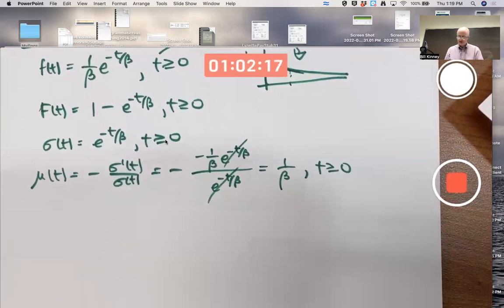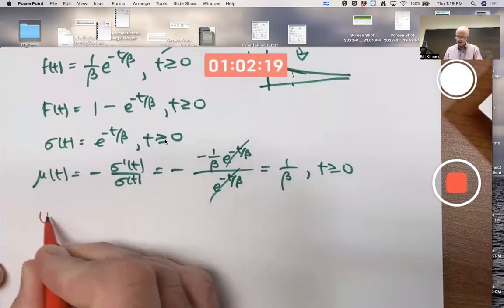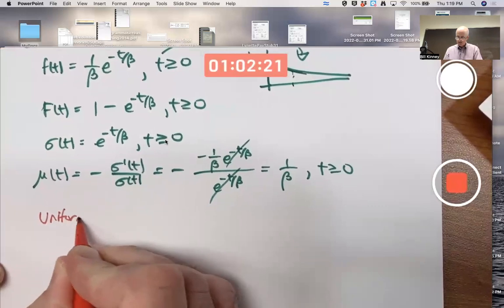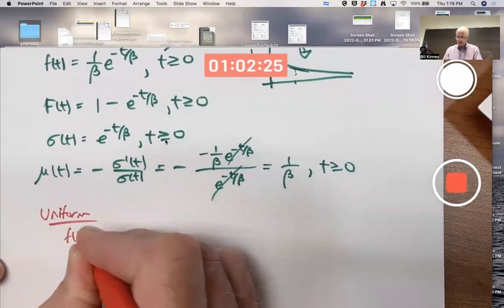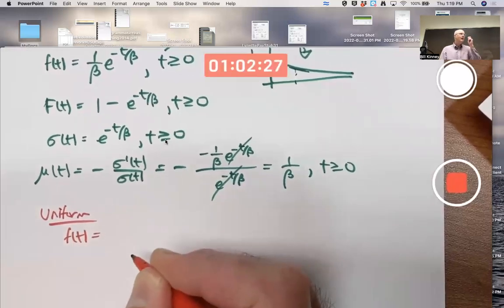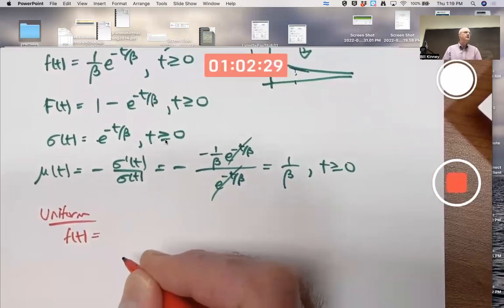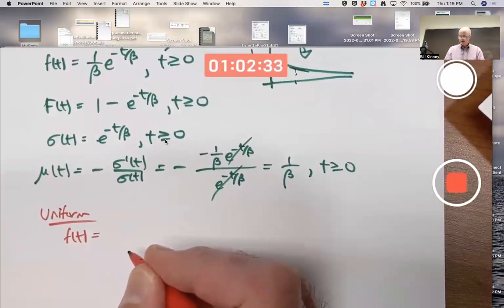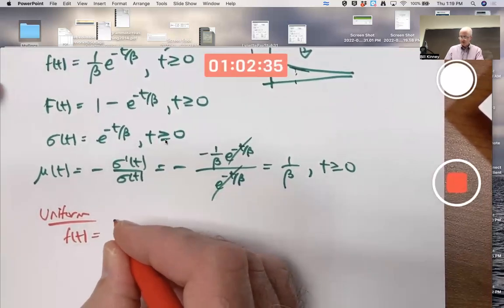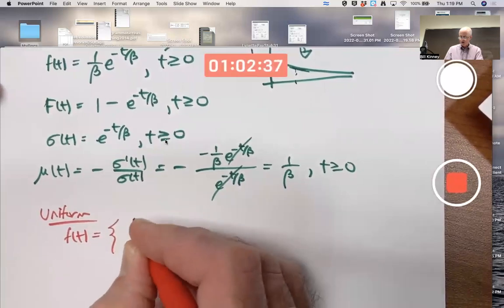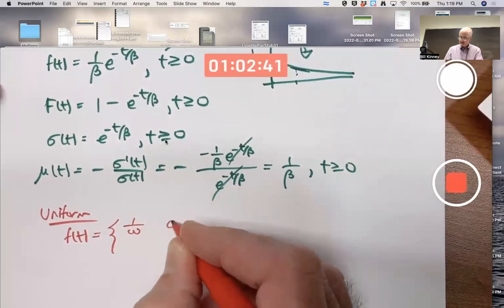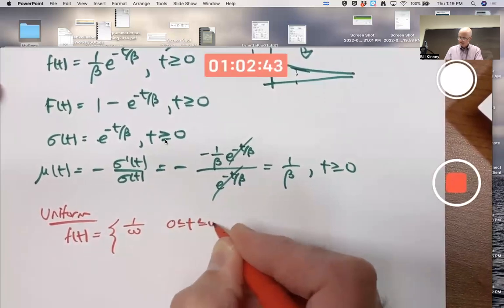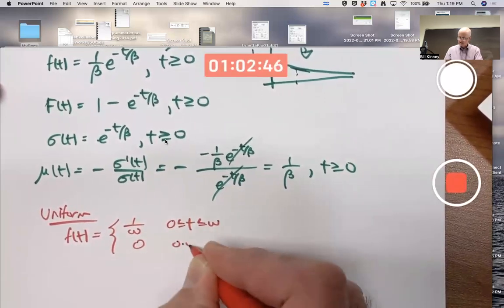What is the force of mortality for uniform? F of t is what? Well, we did the constant function 1 over 100 in the previous example. In actuarial science books, this is typically written as 1 over omega for t between 0 and omega, and 0 otherwise.